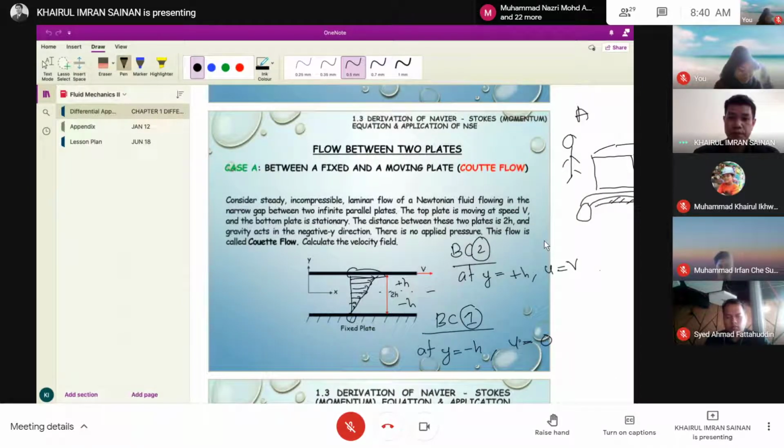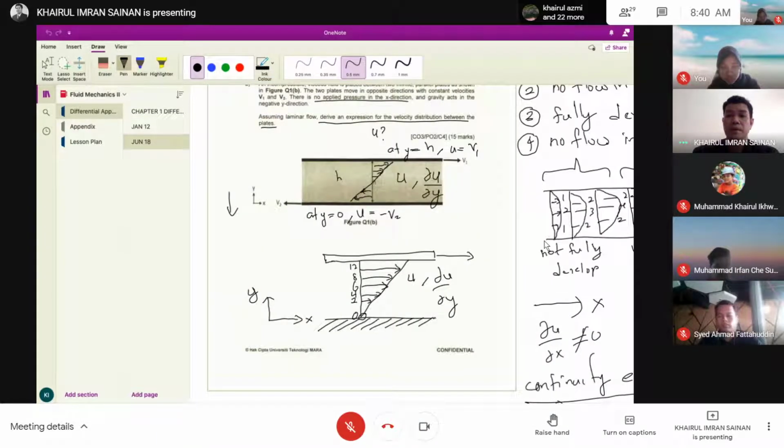See this one. Okay. So you have a fixed plate at the bottom, right? And you have a moving plate at the top. Okay, when you move to the right, what happens is your velocity profile will look like this, which is a triangle. So you have a straight vertical line, and then you have a triangle, also a straight line. Okay. All right.